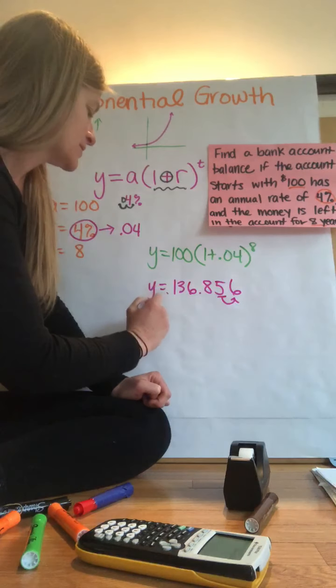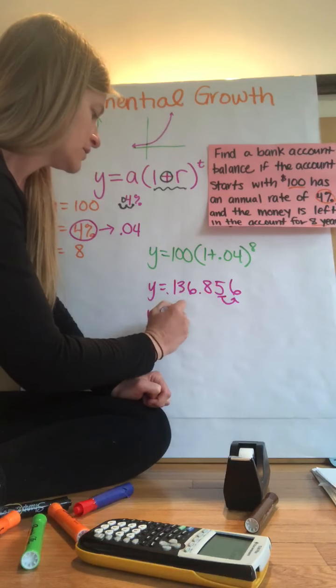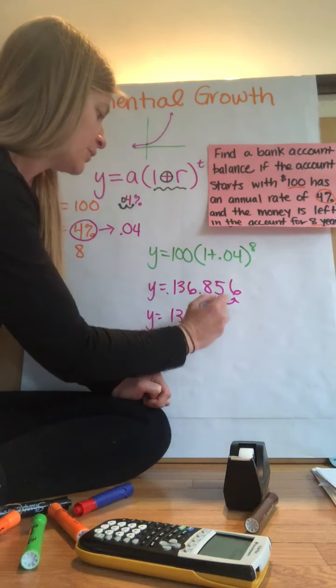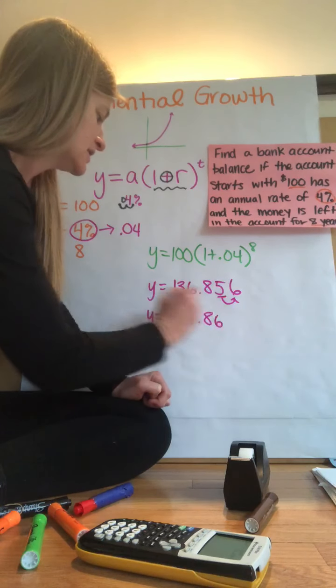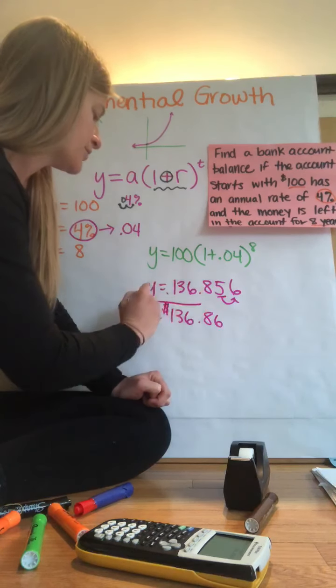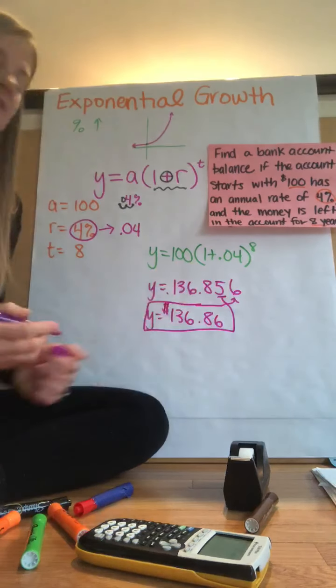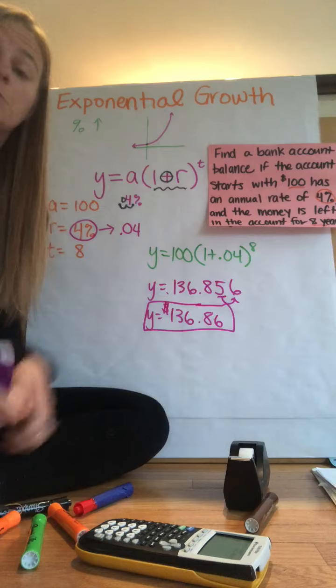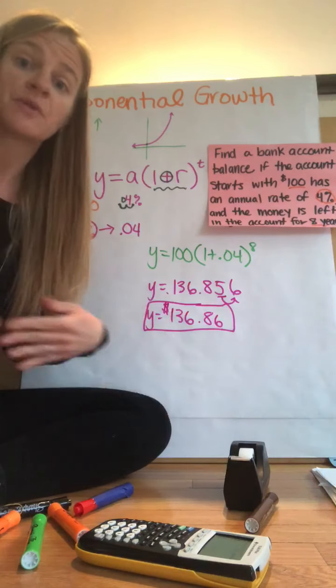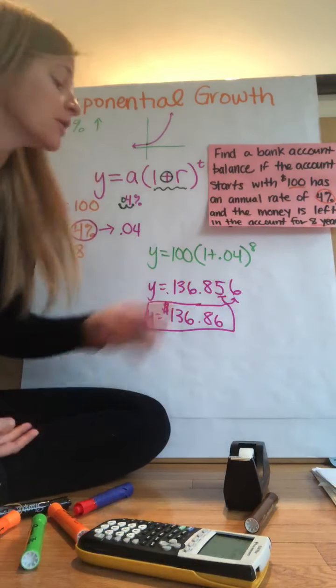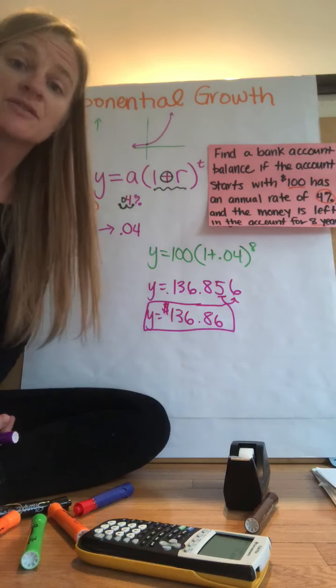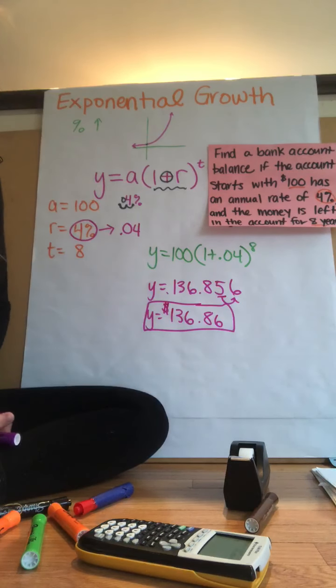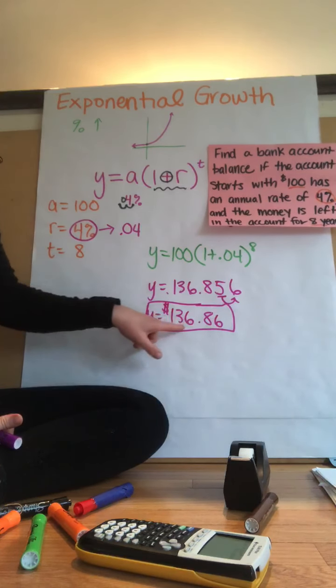6, sorry. So this is y equals 136.86. So $136.86 is in that account in 8 years. Okay, assuming no deposits, no withdrawals, right? We didn't put money in, we didn't take money out. I'll have $136.86. So over 8 years, it grew.